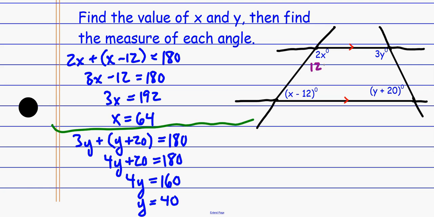This guy is 128 degrees. This one down here, plugging in the 64, is a 52 degree. Up here, this is a 120 degree. And then down here, this is a 60 degree. And see, I just plugged each of those in, but now I can also check them to make sure that these are supplements, okay? The 128 and the 52, the 120 and the 60, okay?